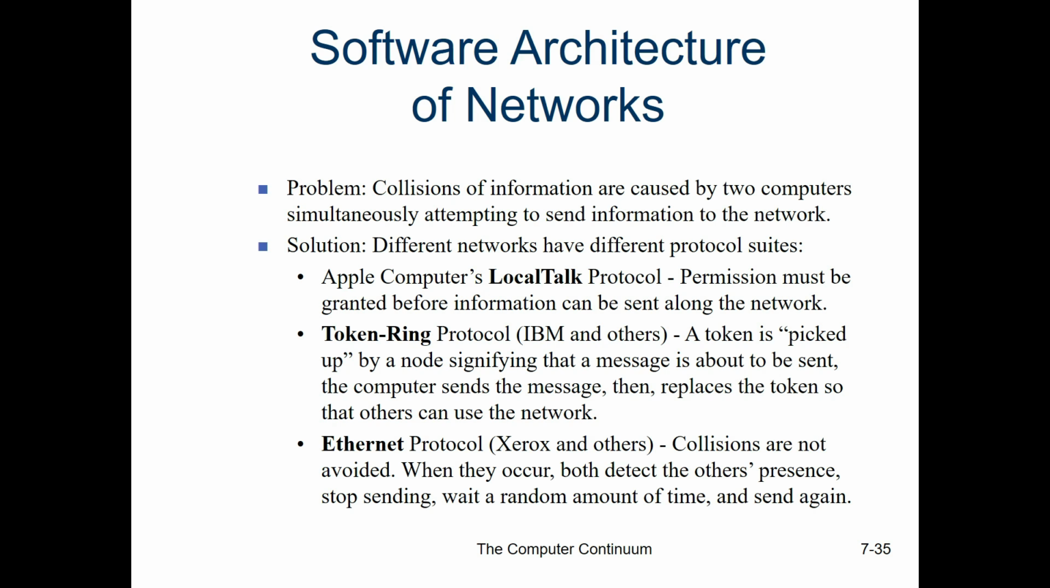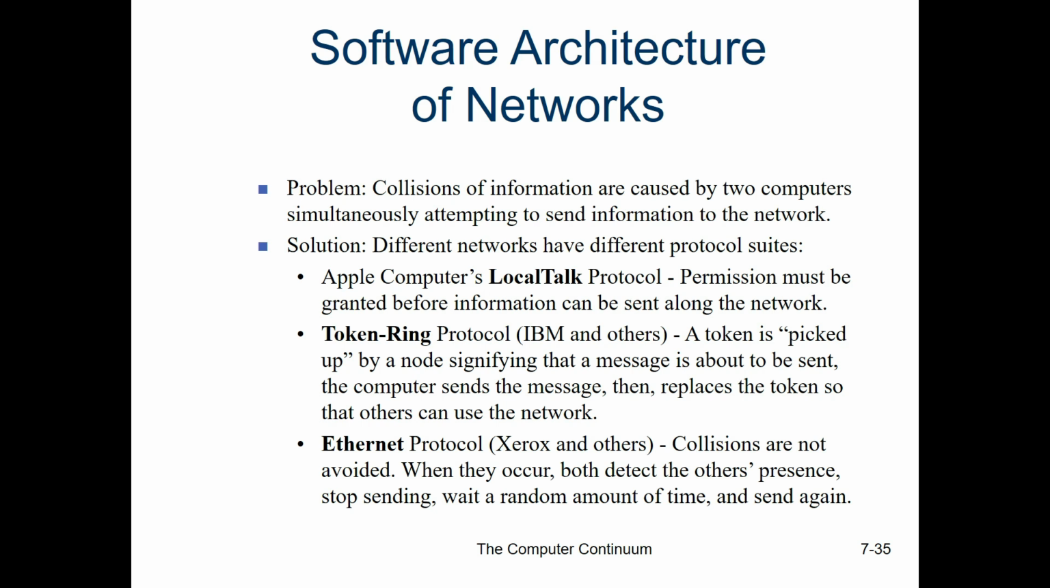Now, there's one other problem: collision could occur. Collision of information is caused by two computers simultaneously attempting to send information over the network. The solution is that different networks have different protocol suites, like Apple computers' LocalTalk protocol, in which permission must be granted before information can be sent along the network.